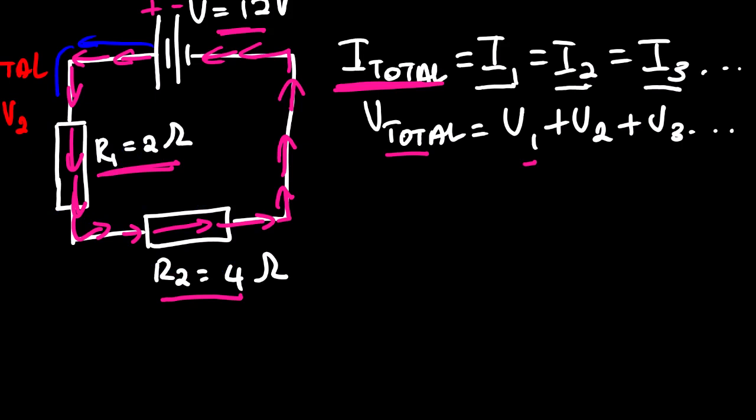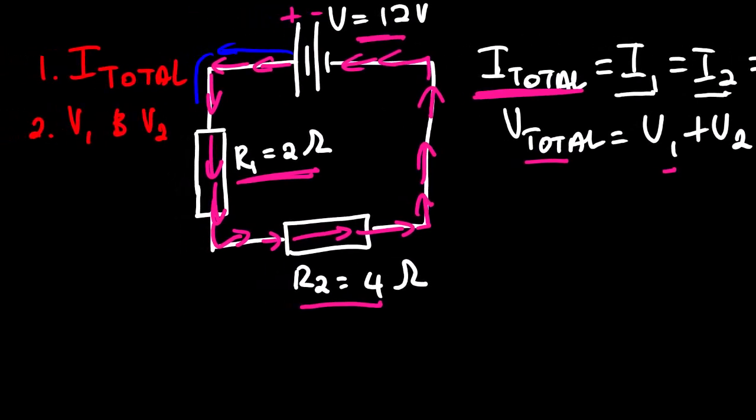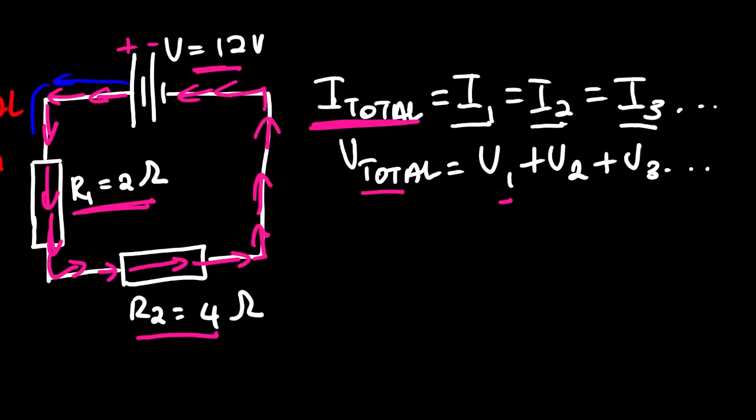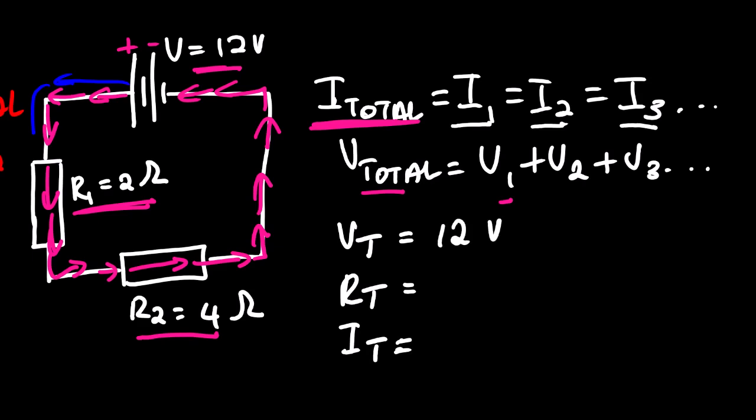Now looking at the question, it says calculate the total current. So for us to calculate the total current, we need the total voltage and the total resistance. Ohm's law is applicable to many questions. The 12 volts is our total voltage, directly from the battery. Now we need to calculate the total resistance.